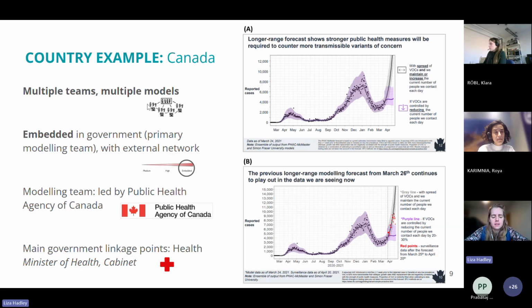And these individuals seem to have a very good sort of knowledge translation process between those within government and those outside of government. So I think it's a really interesting one to study. Modeling team, as I said, led by Public Health Agency of Canada, and their main linkage points were health, so with the Minister of Health and Cabinet in this situation.